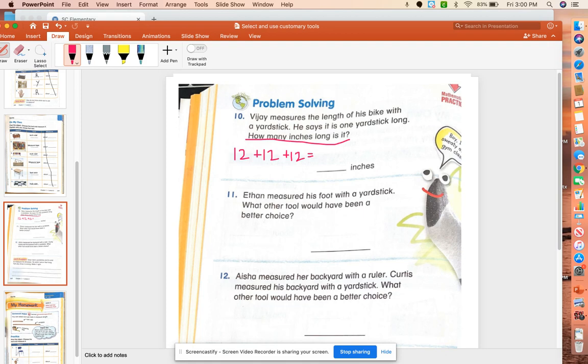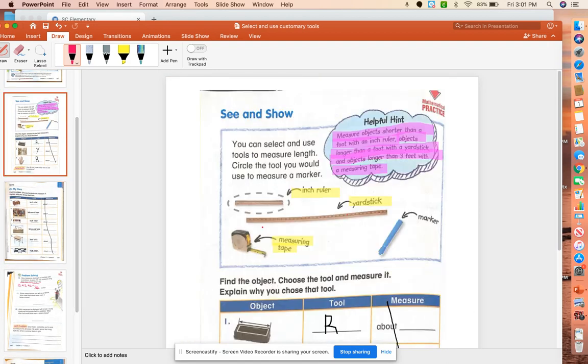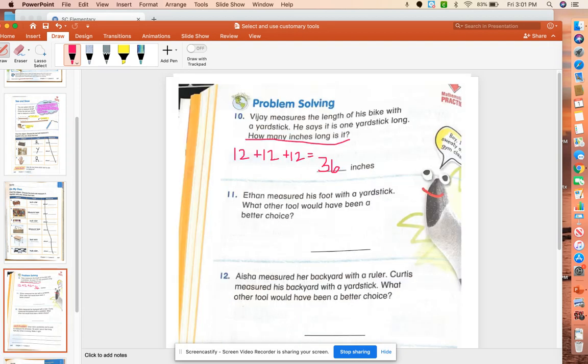Remember, I like to add my numbers a little bit differently. I'm adding all my tens, 10, 20, 30, and then I'm adding my ones, 2, 4, 6. So my answer should be 36 inches, because one of these yardsticks is 3 of these inch rulers. So that means there are 3 feet in a yard. Here's 1 foot, there's another foot, and then another foot. And so that equals 36 inches.